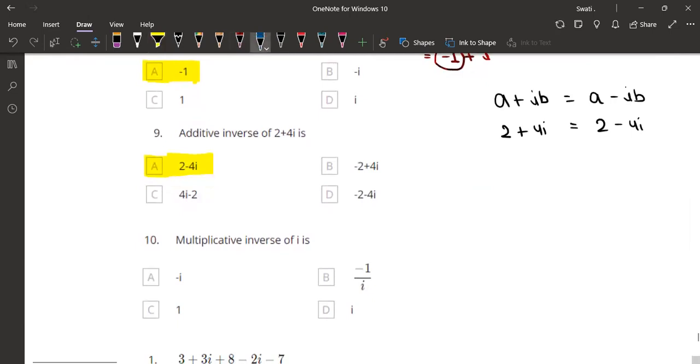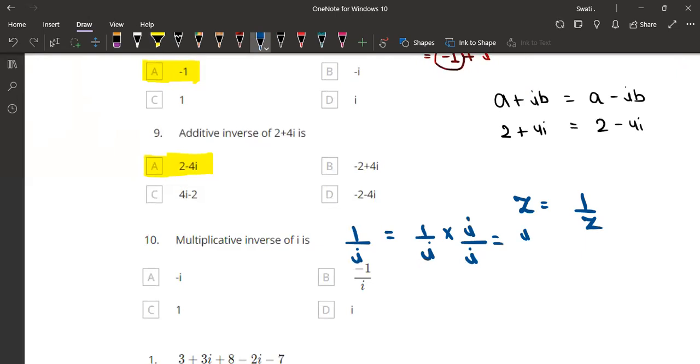First of all, what is the multiplicative inverse of z? That is given by 1 by z, right? So here we need to find the multiplicative inverse of i. That means we need to find the value of 1 upon i, right? But of course, 1 upon i is not an option because we need to simplify this 1 upon i. And how can we simplify this? By doing the rationalization. So 1 upon i times i upon i, right?